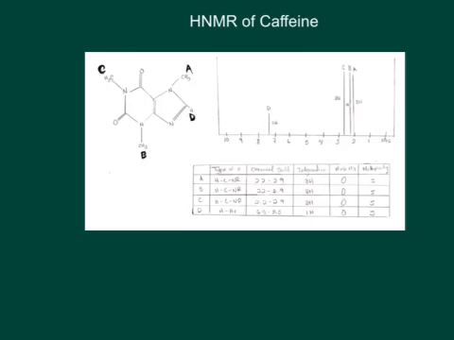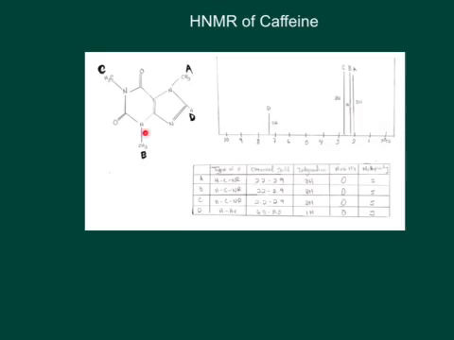Here's an example of the HNMR of caffeine. As you can see from the picture, here's the molecule of caffeine, and each of the hydrogens is labeled corresponding to the graphs, which then correspond to the table below. Basically, the more upshielded the hydrogen is, the further away it is from electronegativity. So this hydrogen right here is further away from this double bonded O, which makes it the most upshielded.